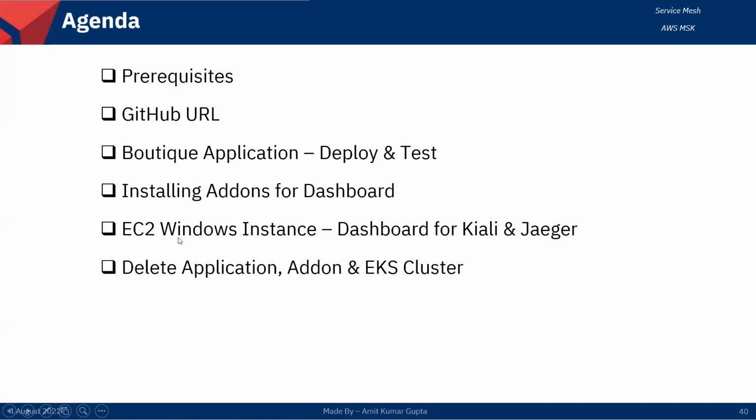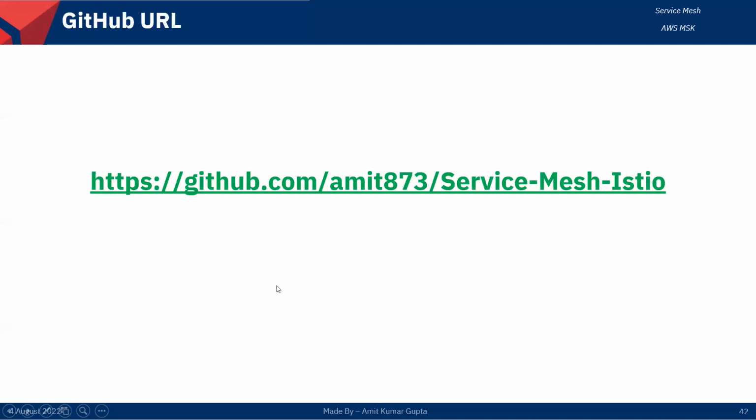And after that, we will go to the EC2 Windows instance and open the dashboards for Kiali and Jaeger. And after that, again, we will delete this application, the add-ons and the EKS cluster. So this is the GitHub.